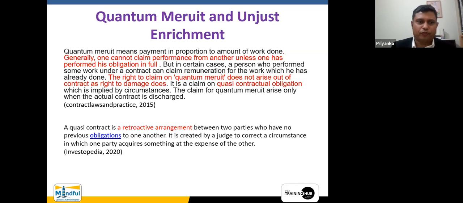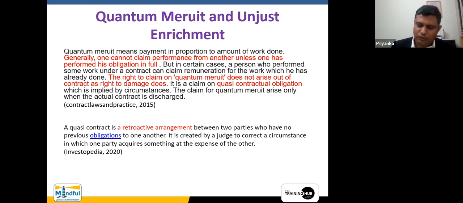A person who performed some work under a contract can claim remuneration for the work which he has already done. This is where a unit rate type of contract comes into play. You know that if there is a BOQ, which is driven by the measured works, measured works indirectly says quantum meruit, as much as is worked. You will be paid based on the measure and value basis.